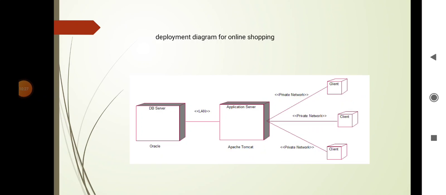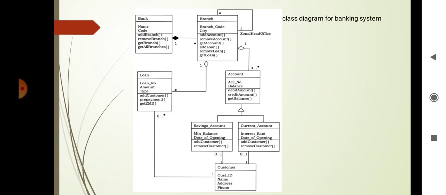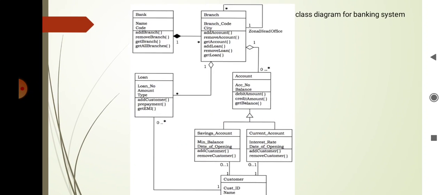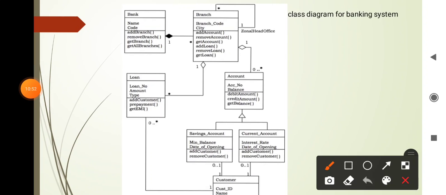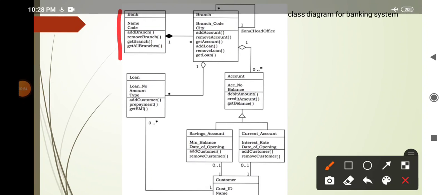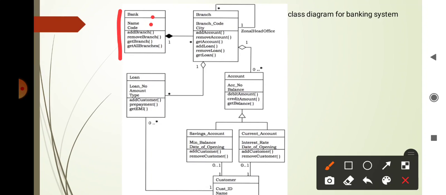Then another example is the class diagram for a banking system. Here one of the tables is bank. In a class diagram we can connect the tables. The first is the bank class, or bank table. Bank is one of the classes, and a class contains three sections: one is the name of the class, second the attributes of the class, and third the operations on the class. Here are these three sections.